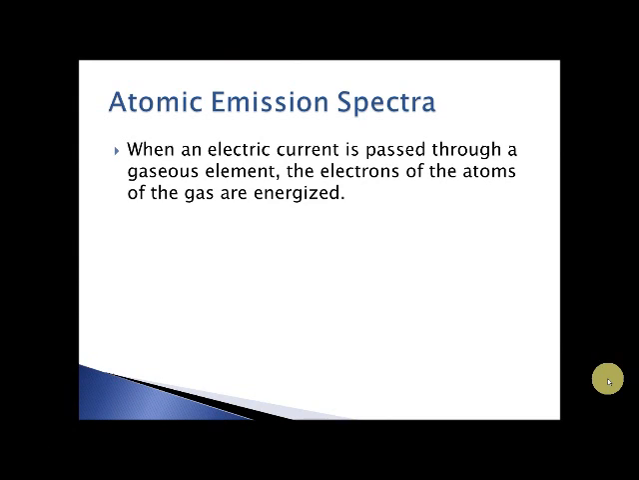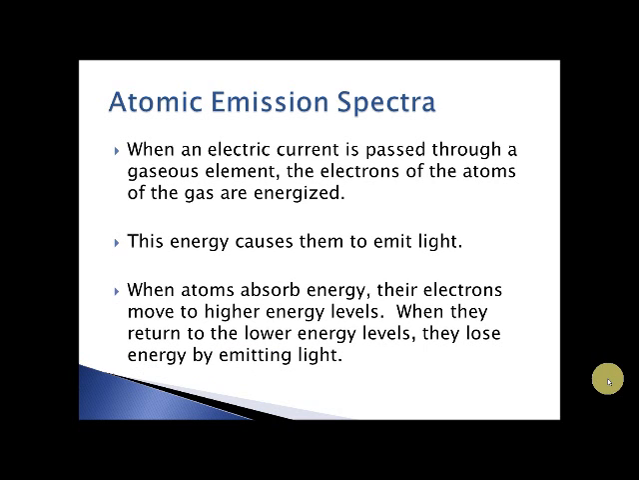Moving along with our electromagnetic radiation, we have something that is called the atomic emission spectra. When we have an electric current pass through a gaseous element, the electrons of the element or the gas are energized. They get more energy, and this energy causes them to emit light. This is how a light bulb works. We pass electric current through it and the atoms get energized and we get light.